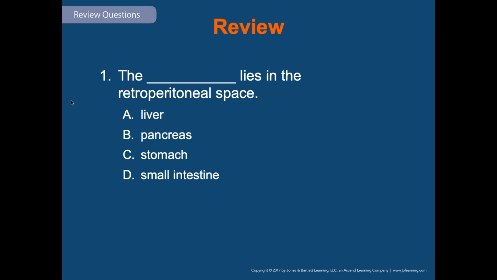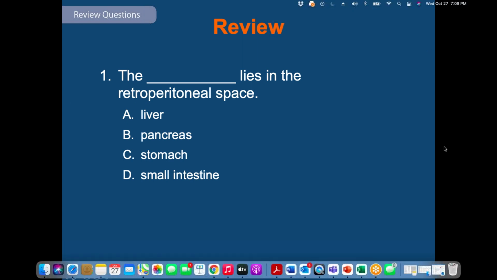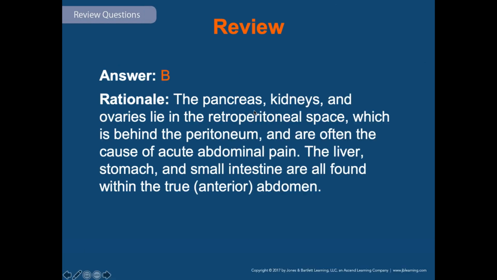All right, so let's do a quick review. The blank lies in the retroperitoneal space. Is it A, B, C, or D? Remember, you can always send me a private chat, but I want to hear from all you guys on this. Pancreas. All right, so the answer is B. The pancreas, the kidneys, and the ovaries lie in the retroperitoneal space behind the peritoneum.